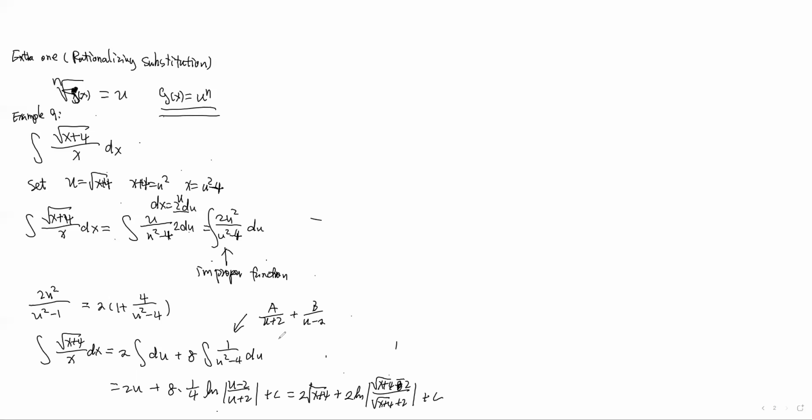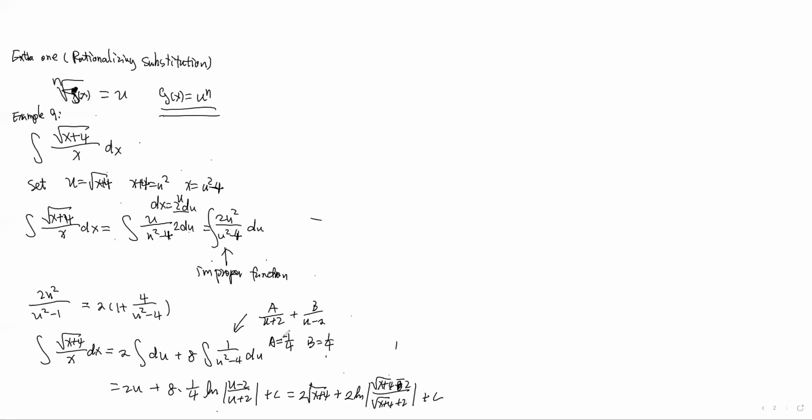You can solve for A and B. A is negative 1/4, B is 1/4. Anyway, I jumped ahead, but we have already used partial fractions before, right?